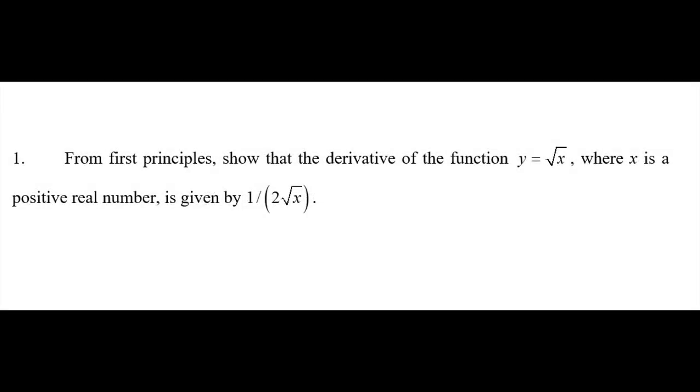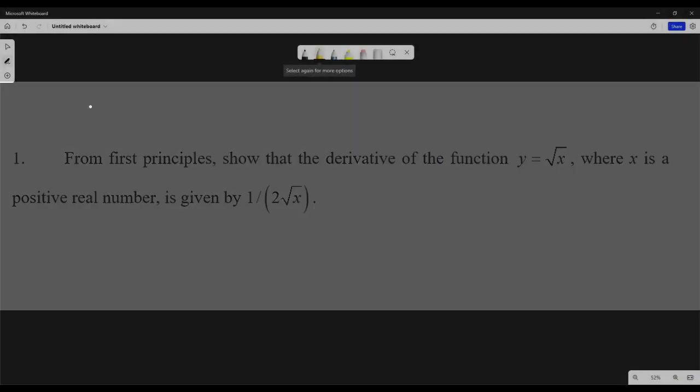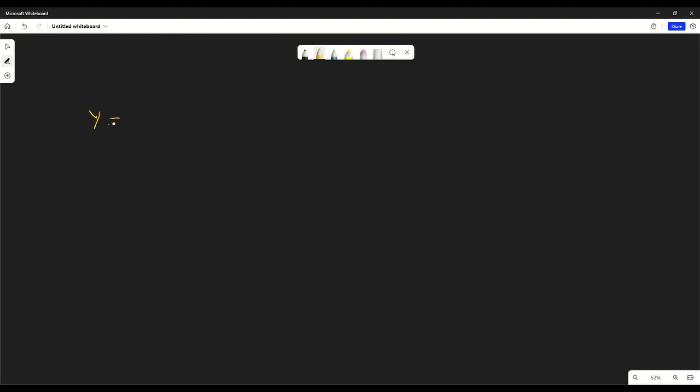One way of finding the derivative of a function is by first principles, that is, by using the definition of what a derivative is. Now we're going to apply this method to finding the derivative of the function y equals the square root of x. So we take a small change in x, delta x, and that allows us to write delta y over delta x equals the root of x plus delta x minus the root of x, divided by delta x.